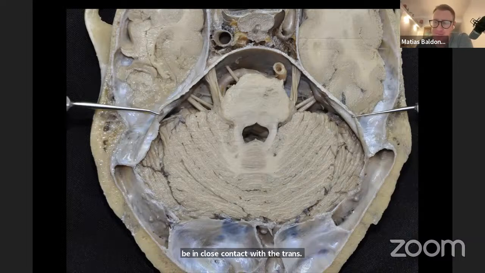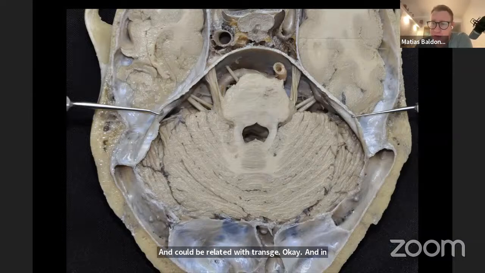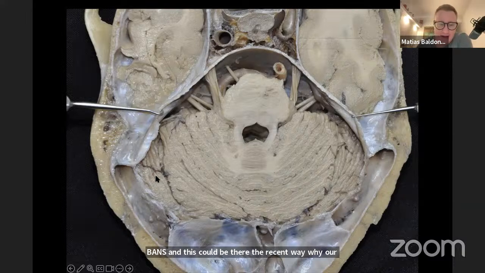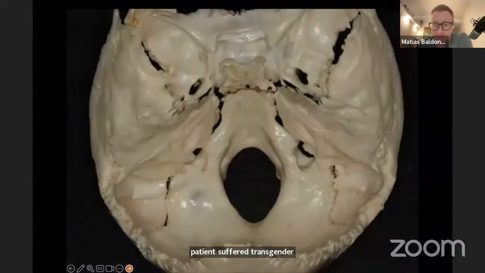And not so frequently, the nerve can be compressed by veins, and this could be the reason why our patients suffer trigeminal neuralgia in the neurovascular complex of the superior complex of the posterior fossa.